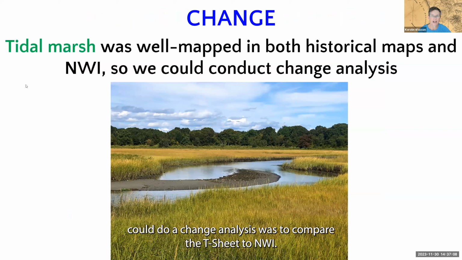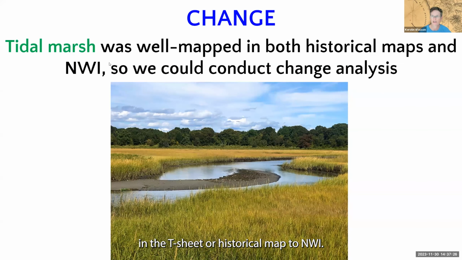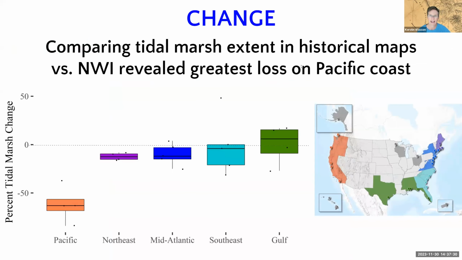Another way we could do a change analysis was to compare the T-sheet to NWI. While both often missed tidal forests, they were really good at mapping tidal marsh. And so we had a nice big sample size where we could do a change analysis comparing extent of tidal marsh in the T-sheet or historical map to NWI. And here is what we found. Let me orient you to this.